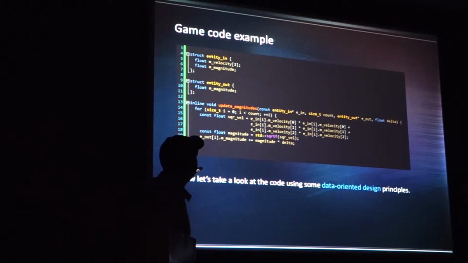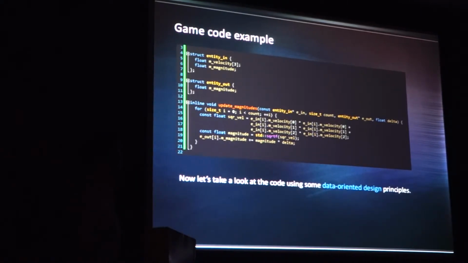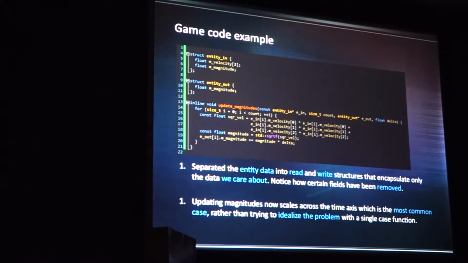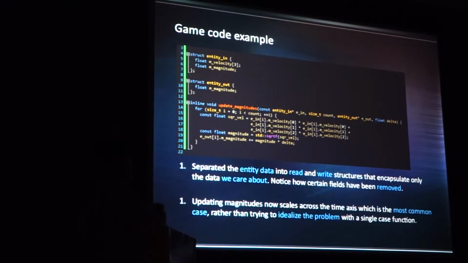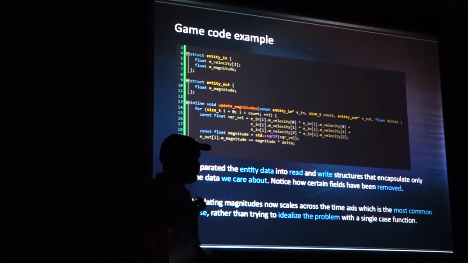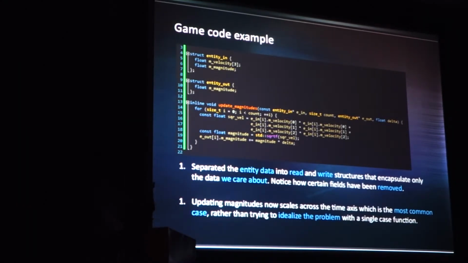So now what does this function do? Instead of updating one magnitude, it will loop through a bunch of entity ins and update all their magnitudes. Since we separated into read and write data structures, we're encapsulating only the data that we care about. We now update magnitudes across a large array of entities. And this scales across the time axis. We know the most common case is that we'll have multiple entities. There's no one player in your game.